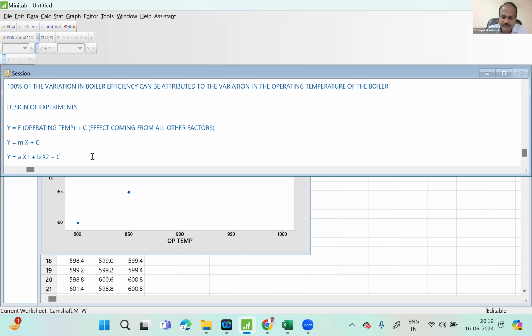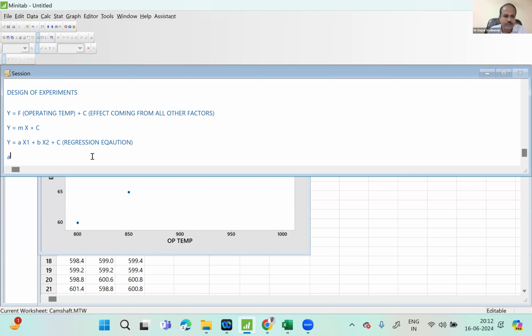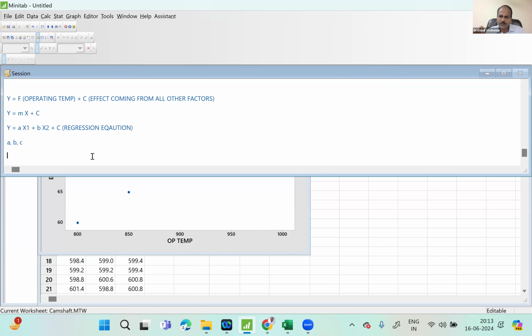If you can write this equation, this is known as a regression equation. In your regression equation, you should know A, you should know B, you should know C. Yes or no? You will be able to find the correct values of A, B, and C only if you use the tool DOE. You have to conduct experiments in a very well planned manner. If you conduct the experiment in a planned manner, without giving any room for any kind of error, then you will be able to write the equation correctly. That's a confirmation that your analysis is over.